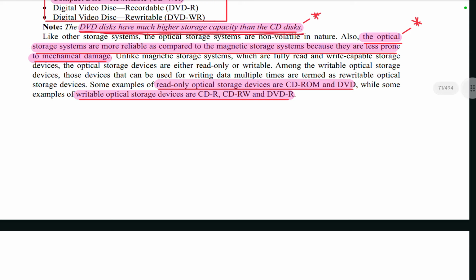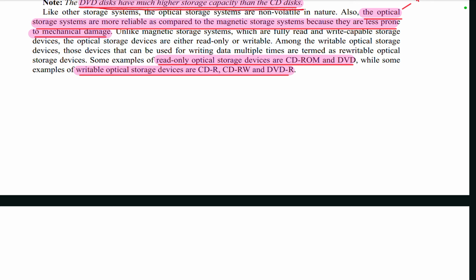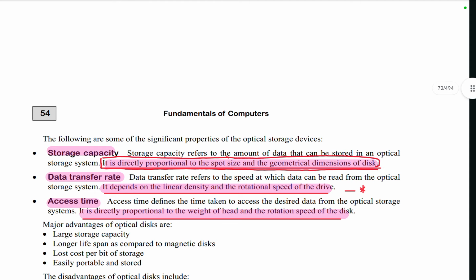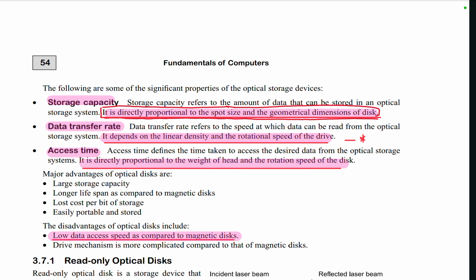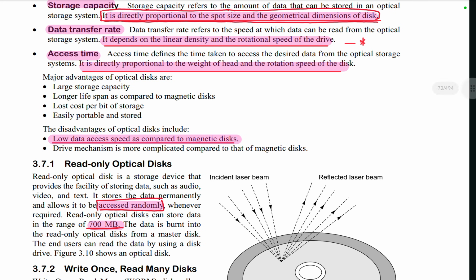Read-only optical storage devices are CD-ROM and DVD. Writable optical storage devices are CD-R, CD-RW, and DVD-R. Storage capacity is directly proportional to the spot size and geometrical dimension of the disk. Data transfer rate depends on the linear density and the rotational speed of the drive. Access time is directly proportional to the weight of the head and the rotation speed of the disk. Data access speed is low as compared to magnetic disk.